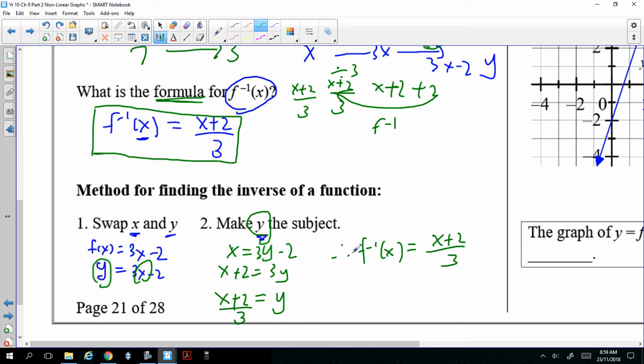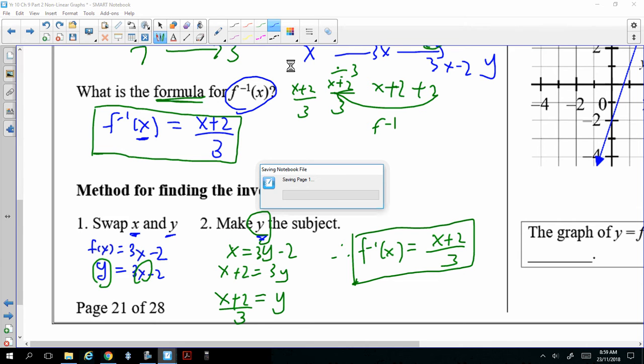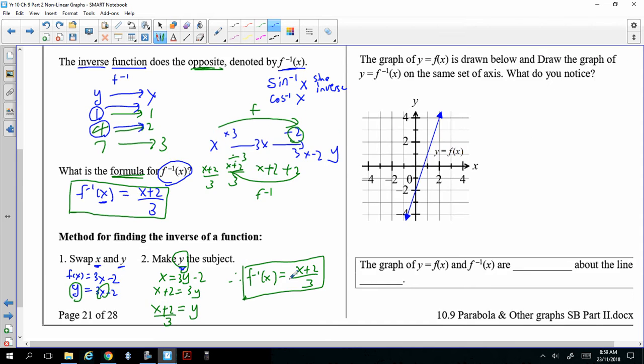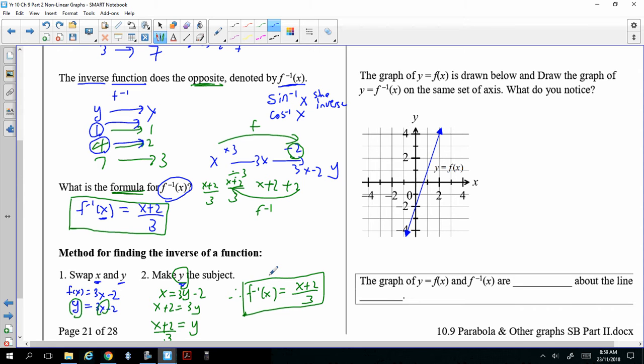Alright, now we know how to find the inverse function, which does the opposite to the function. Okay, and this is an important part because you will have applications later on in other topics that you will learn later. Very important concept. Okay, inverse function.